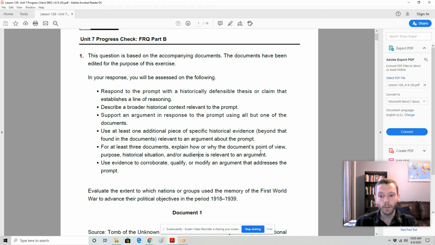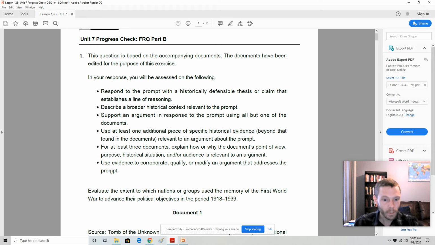This is your opportunity to explain how, for example, the bias of the writer manifests itself within the document. Let's say you're looking at a speech from a government official. Well, how did that person's position in society influence how they saw the events unfolding around them?